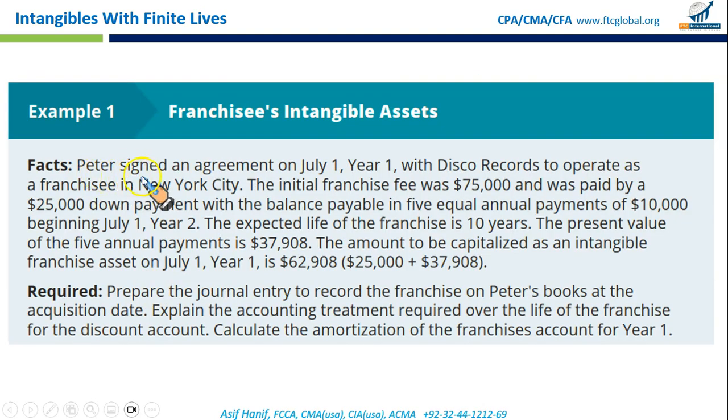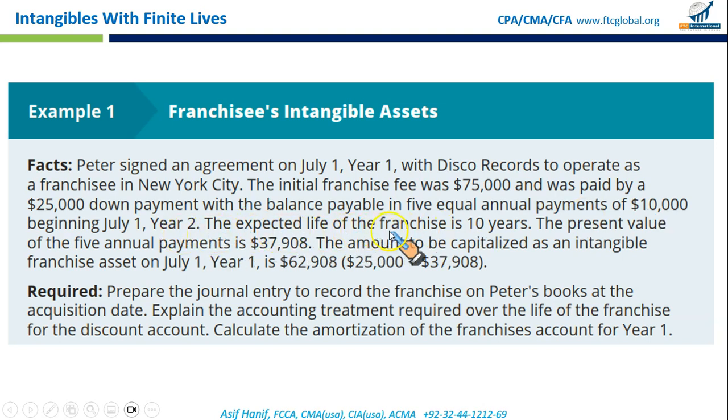Peter signed an agreement on July 1st, year 1 with Disco Records to operate as a franchisee in New York City. The initial franchise fee was $75,000 and was paid by a $25,000 down payment, with the balance payable in 5 equal annual payments of $10,000 beginning July 1st, year 2. The expected life of the franchise is 10 years. Of the $75,000 total, $25,000 was paid, and $50,000 remains, which is to be paid yearly at $10,000 every year.